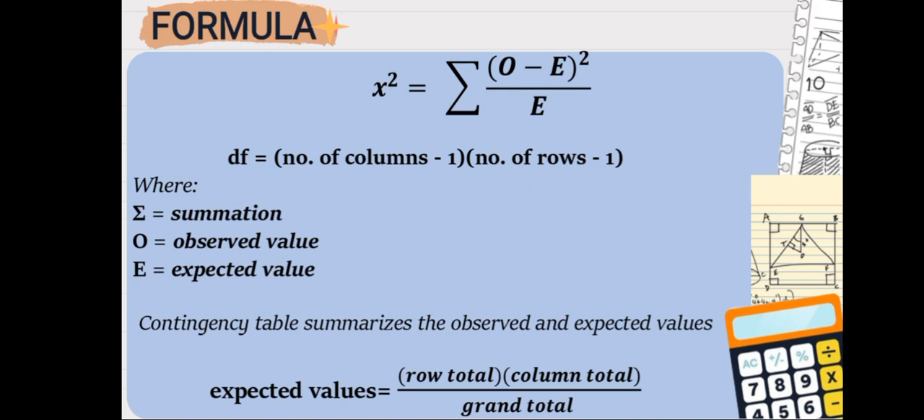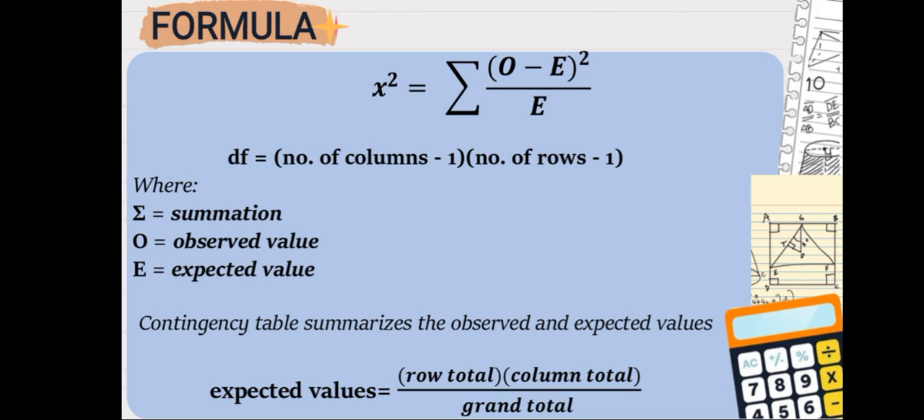The formula of the chi-square. So, this is the formula of the chi-square: chi-square equals the summation of O minus E squared divided by E. DF equals number of columns minus 1 times number of rows minus 1. The E is part of the summation.